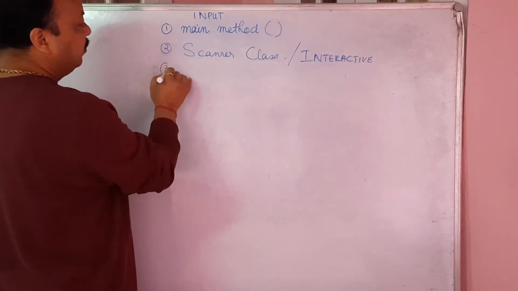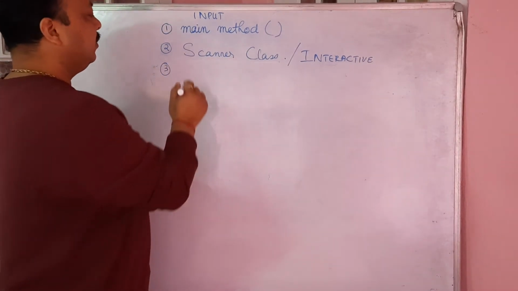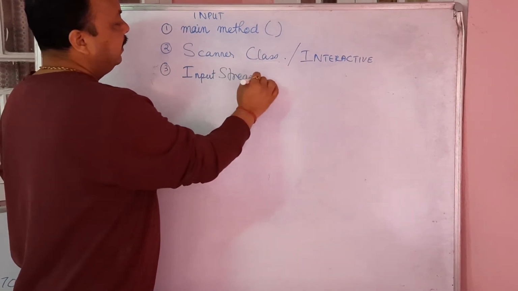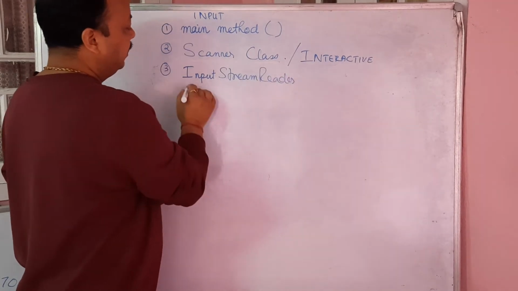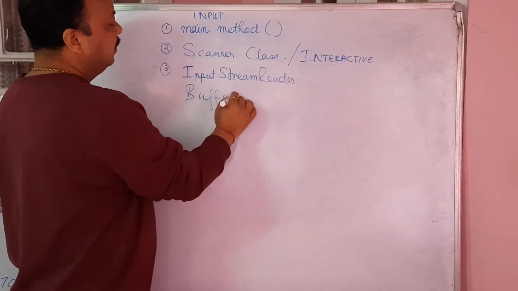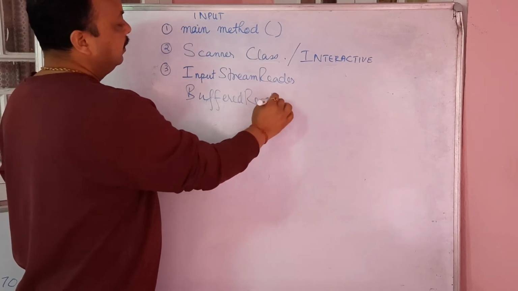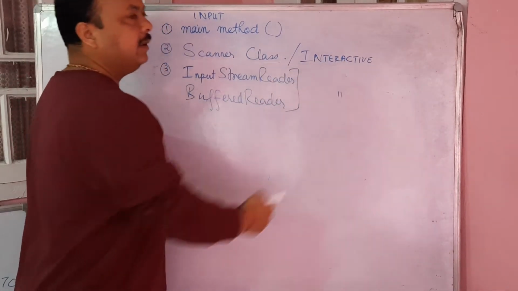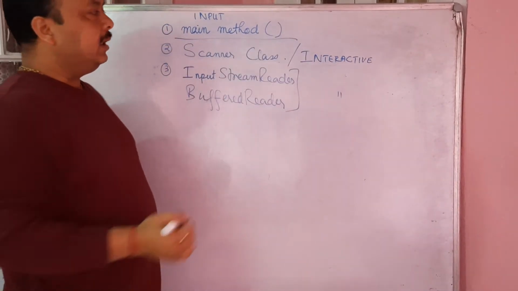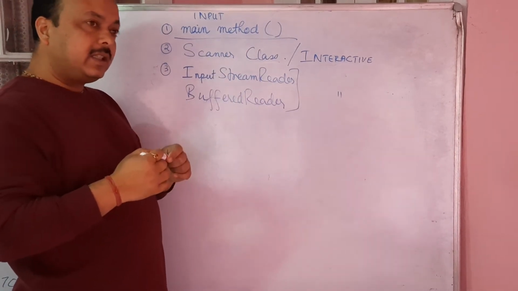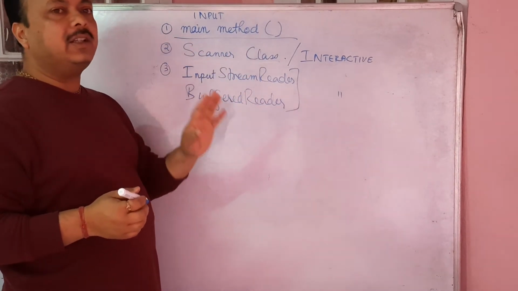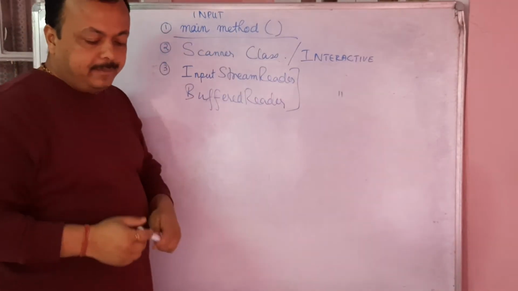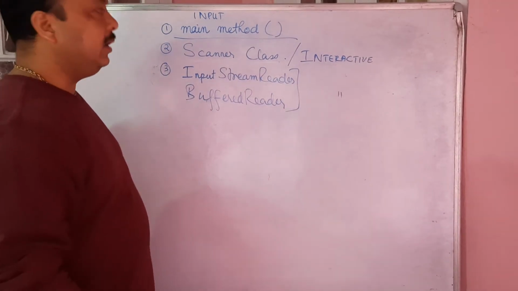There is one more pair of classes which are also used. For example, there is input stream reader and buffered reader. So these are also classes or a pair of classes which are also used for the same purpose. Interactive input. This is not interactive. Here you will not get a message on the screen that, okay, please enter your name. No, this is not interactive. These two methods are interactive. That means the program will interact with the user.